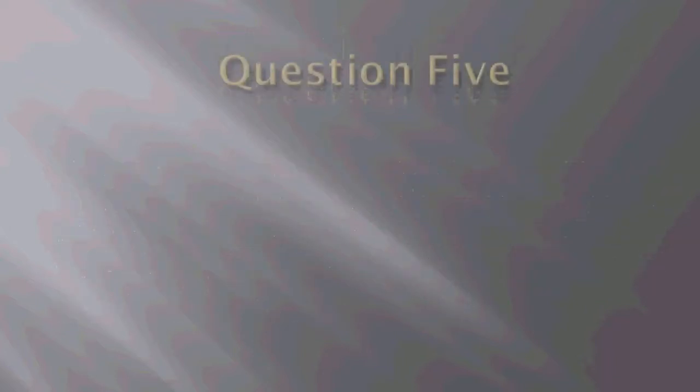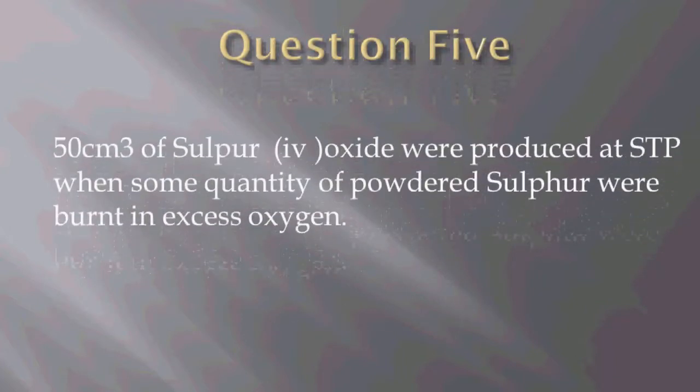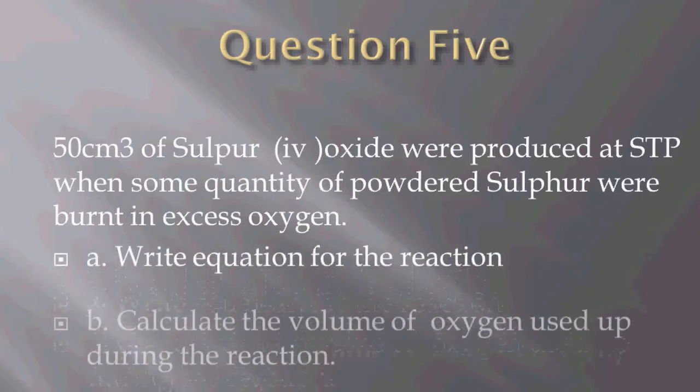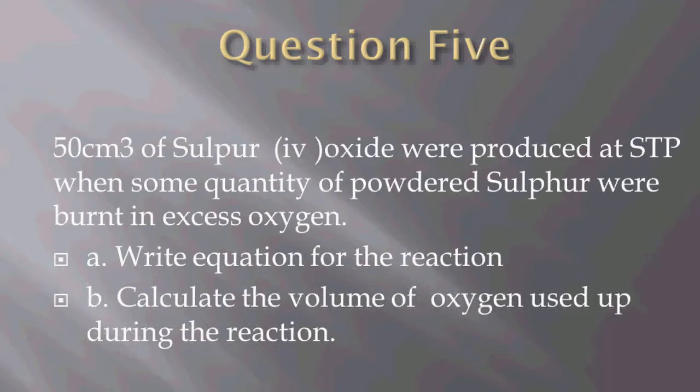Question number 5. 50 cm3 of sulfur(IV) oxide was produced at STP when some quantity of powdered sulfur was burnt in excess oxygen. 1. Write the equation for the reaction. 2. Calculate the volume of oxygen used up during the reaction.